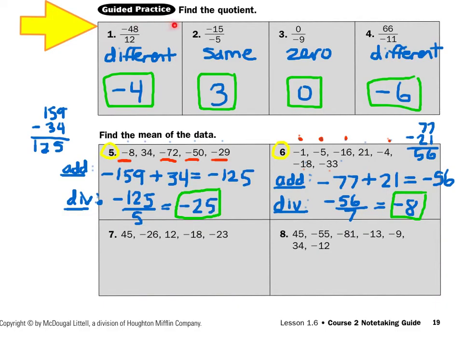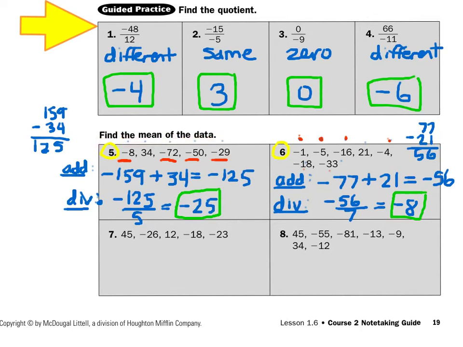Okay, let's do some guided practice. Again, find the quotient. Look at number 1. Negative 48 divided by 12. The signs are different, so my answer is negative. It's negative 4. Take a look at 2. Negative 15 divided by negative 5. The signs are the same, so my answer is positive. Positive 3. Look at number 3. 0 divided by negative 9. Well, as long as 0 is in the numerator, in the top, our answer is just 0. Look at number 4. 66 divided by negative 11. The signs are different, so my answer is negative. Negative 6.